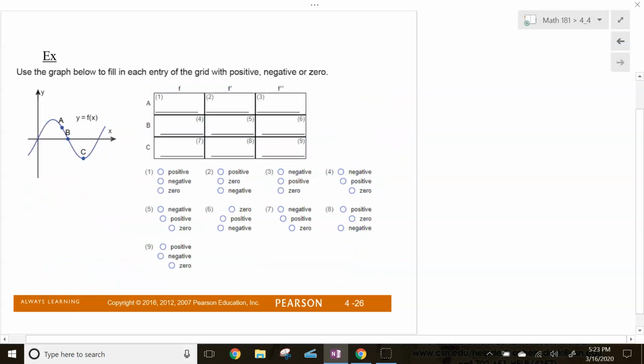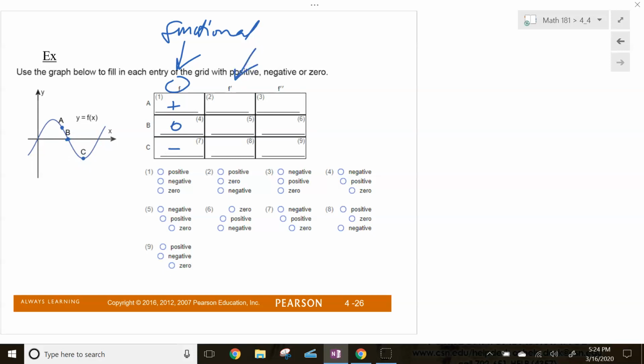All right, last example here, and we'll get you on your way. This is giving us a graph below to fill in the information, whether it's positive, negative, or 0. When it's asking about f of a, the point at a, this is the functional value, so this is the y value. What's the y value at a? Well, the y value at a is positive. The y value at b is 0. The y value at c is negative.